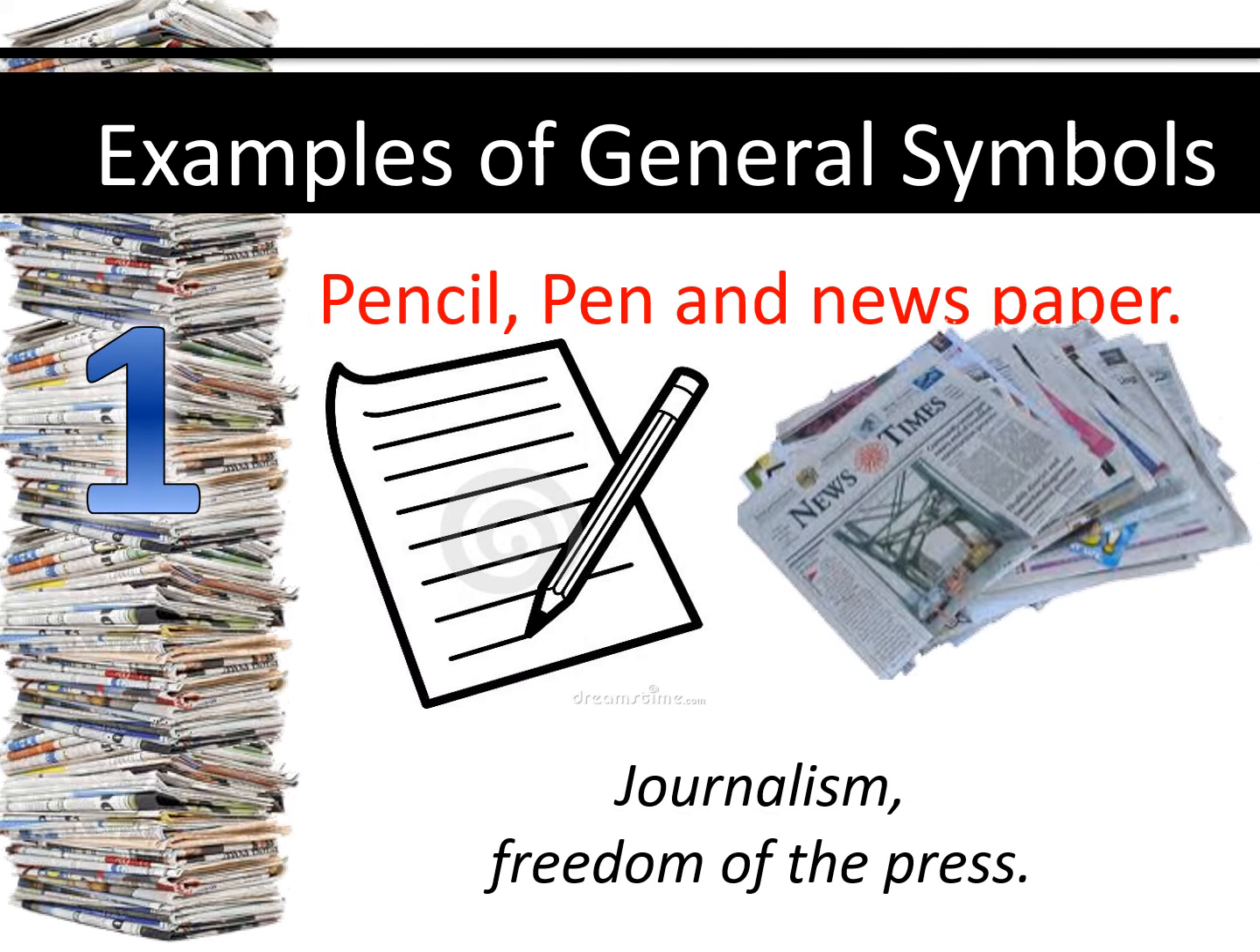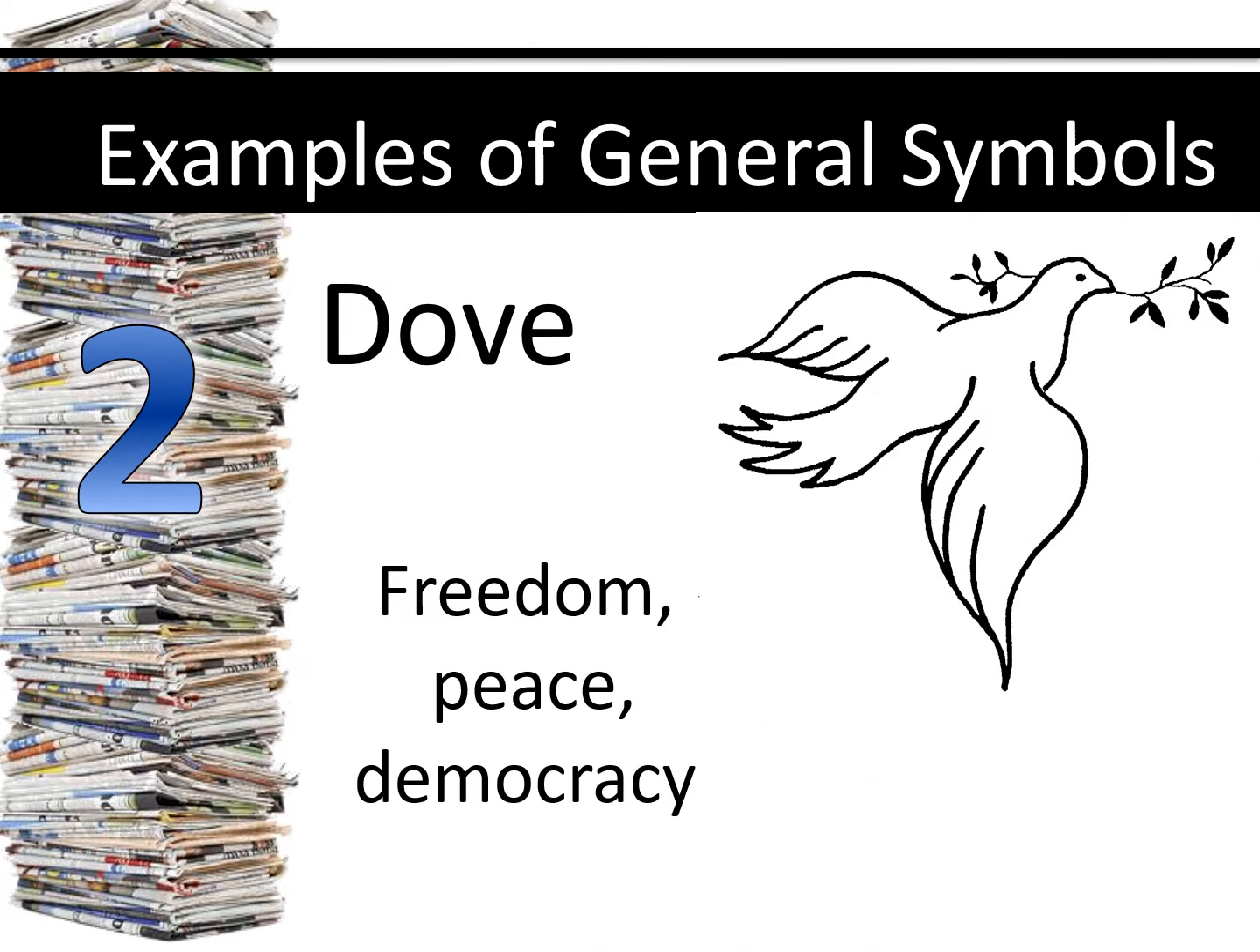Here are now the general symbols or common symbols or the universal symbols used in cartooning. Number 1, when you use a pencil, pen, or newspaper or the quill, it means that it is about journalism, campus journalism, freedom of the press, freedom of expression. Number 2, you draw a dove to mean freedom, peace, purity, democracy.